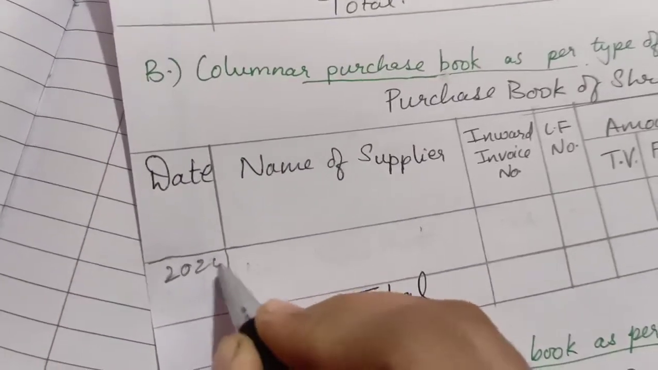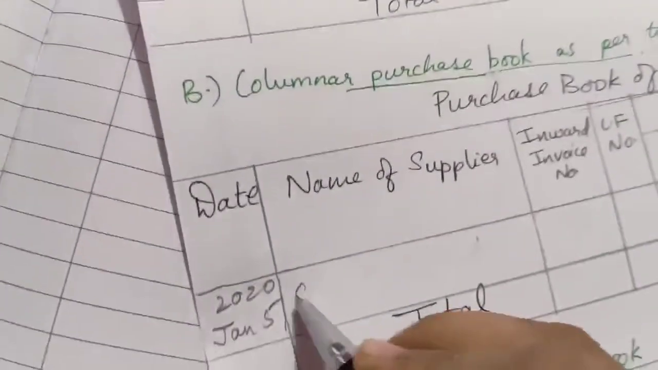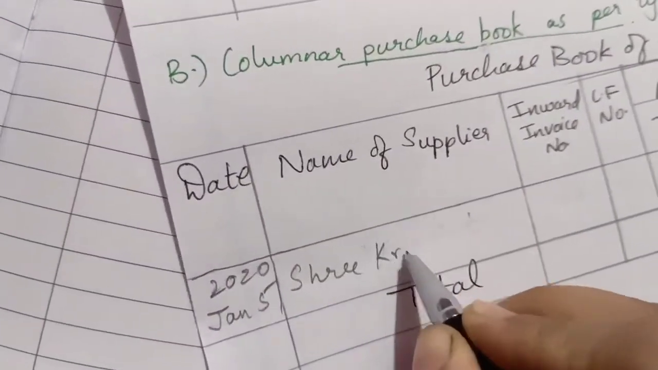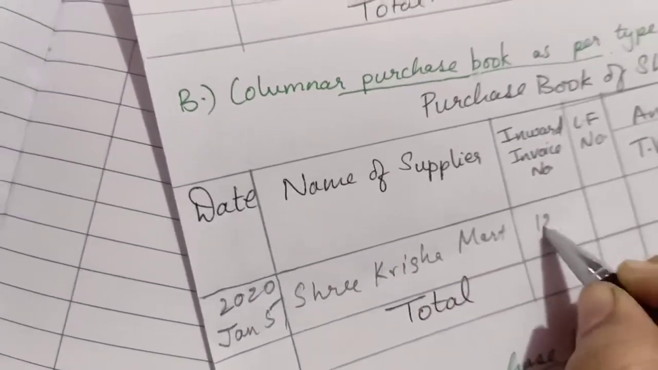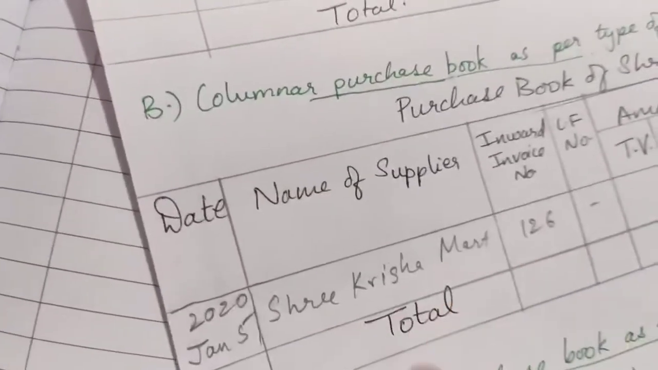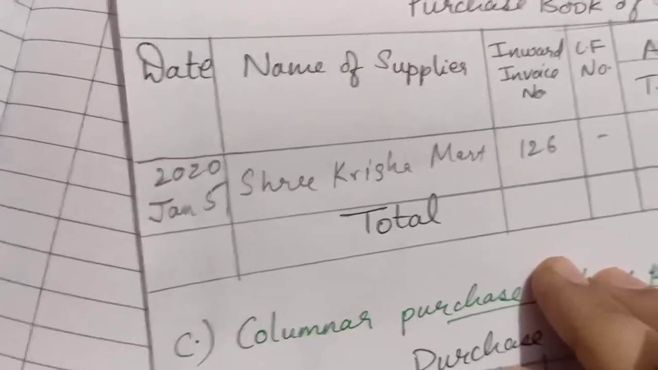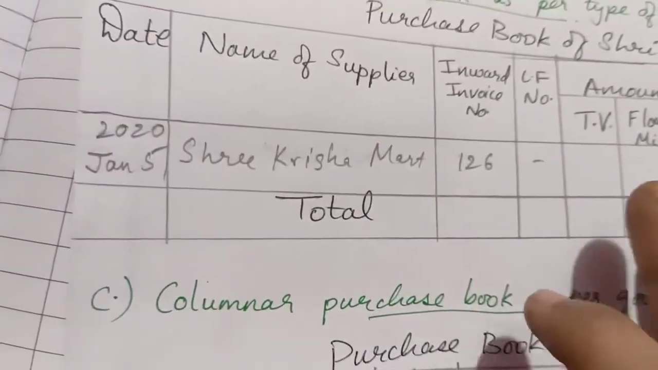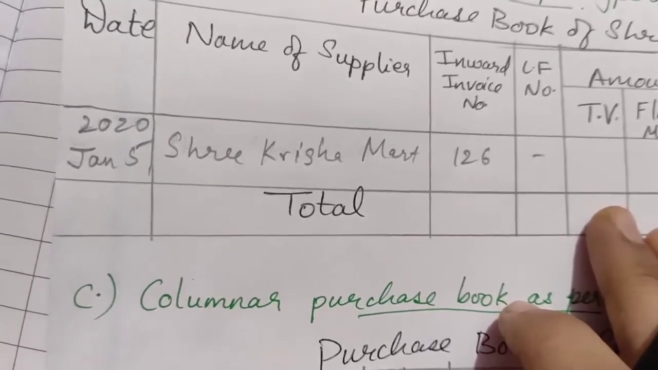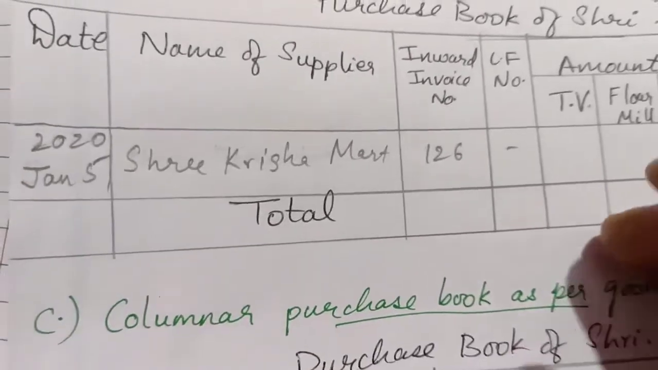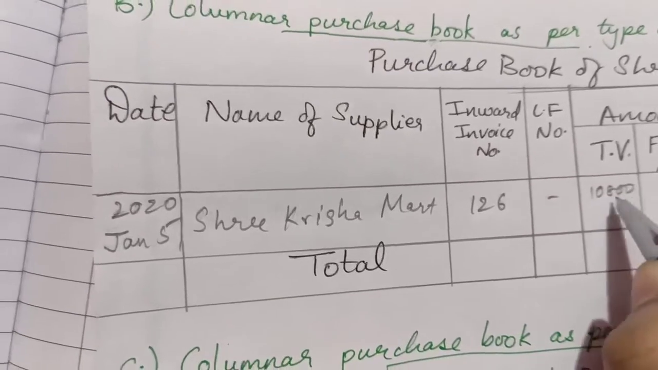First of all, in the date column, we'll write the date 2020 January 5th, Shri Krishna Mart. Invoice number 126, LF number is not there. TV, 10 TVs for 1200, means total 12,000 rupees, but we have to reduce the trade discount of 10%. So after reducing 1,200 from 12,000, we get 10,800, the total amount of TVs.